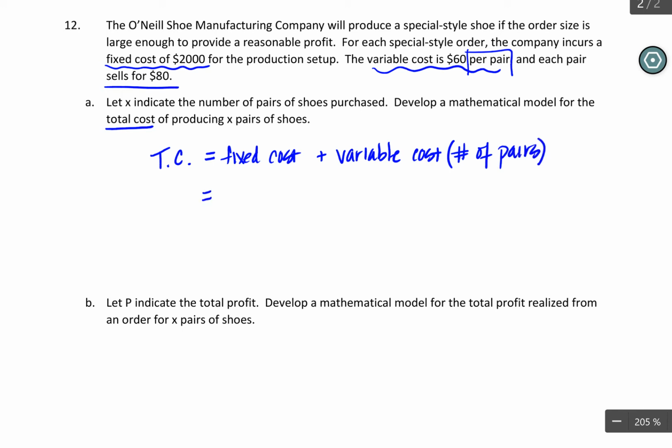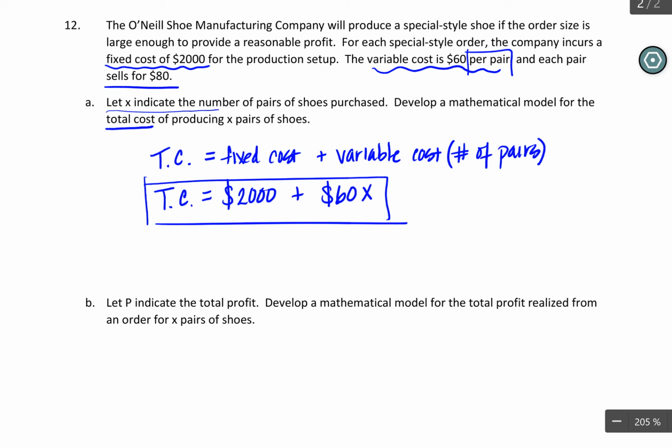Now we can insert the values that we've been given. We know that our fixed cost is $2,000 plus the variable cost of $60 times the number of pairs, and in part A, it says let X indicate the number of pairs. So total cost equals $2,000 plus $60 times X.